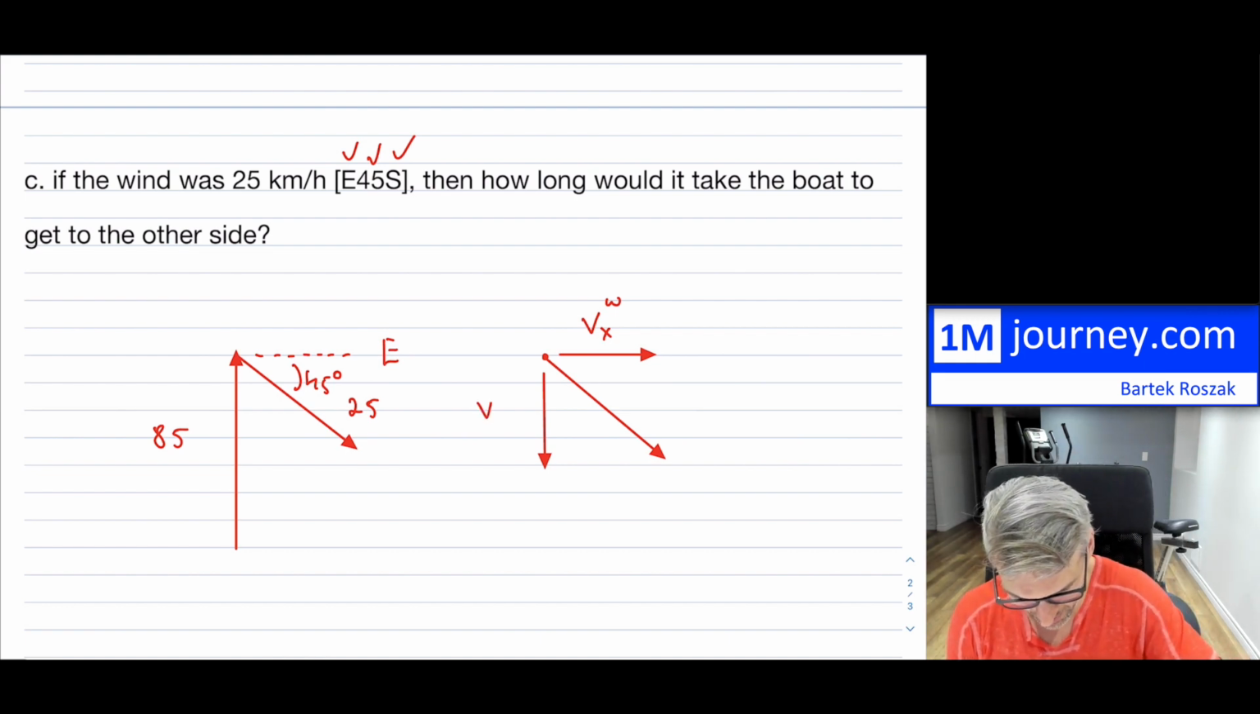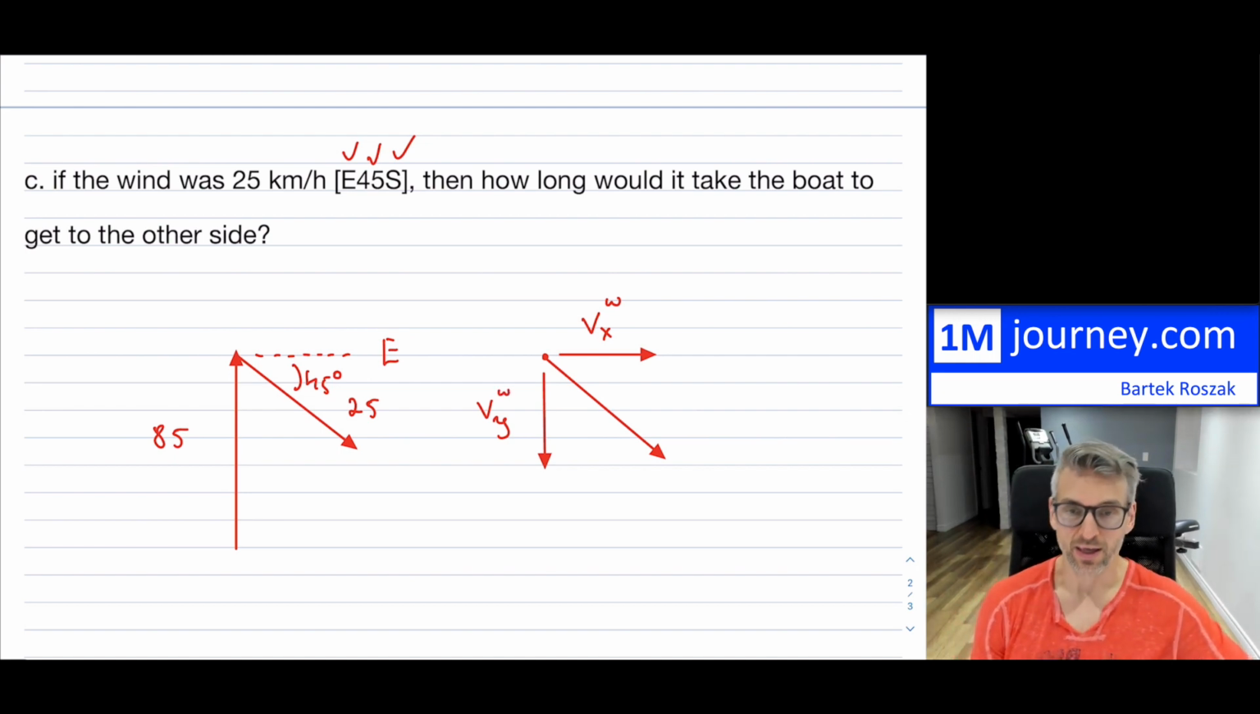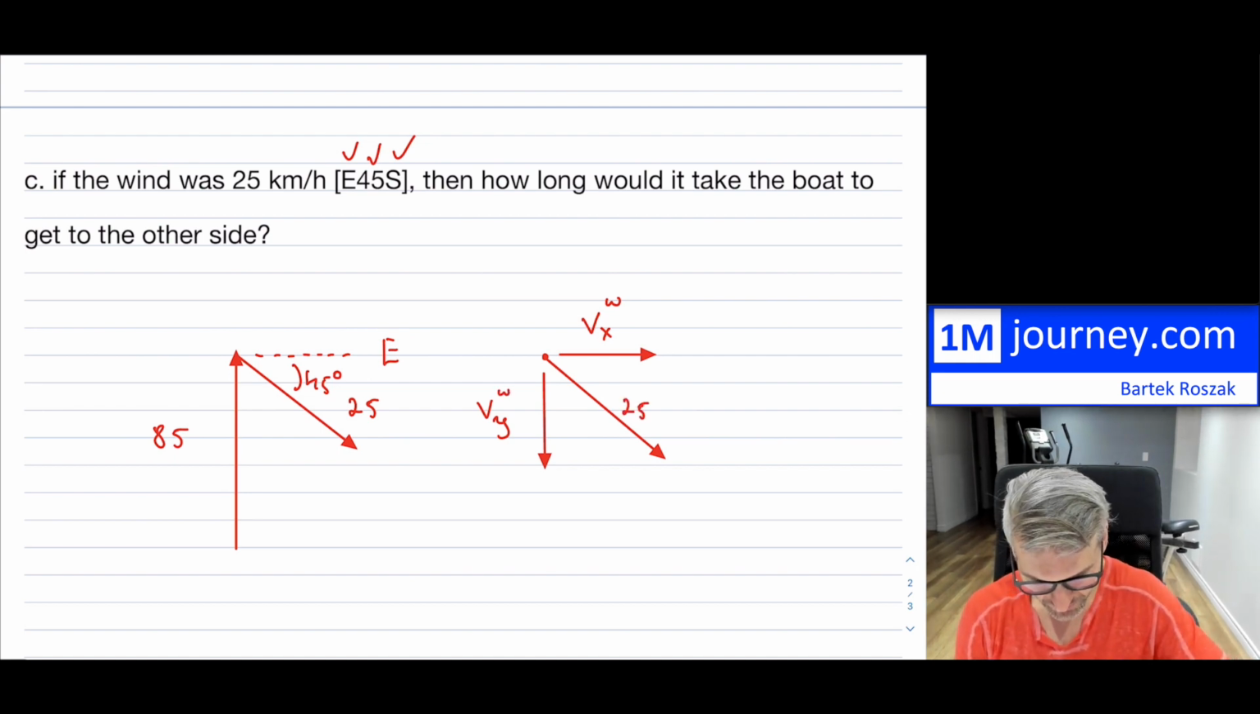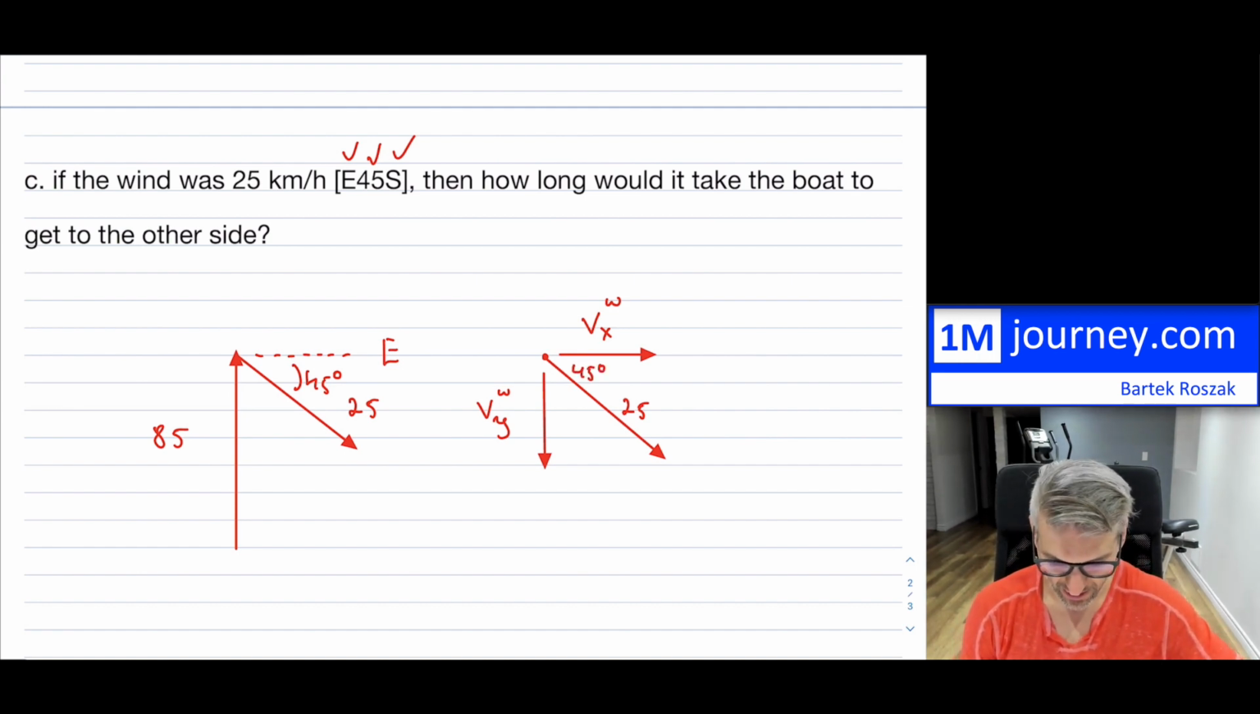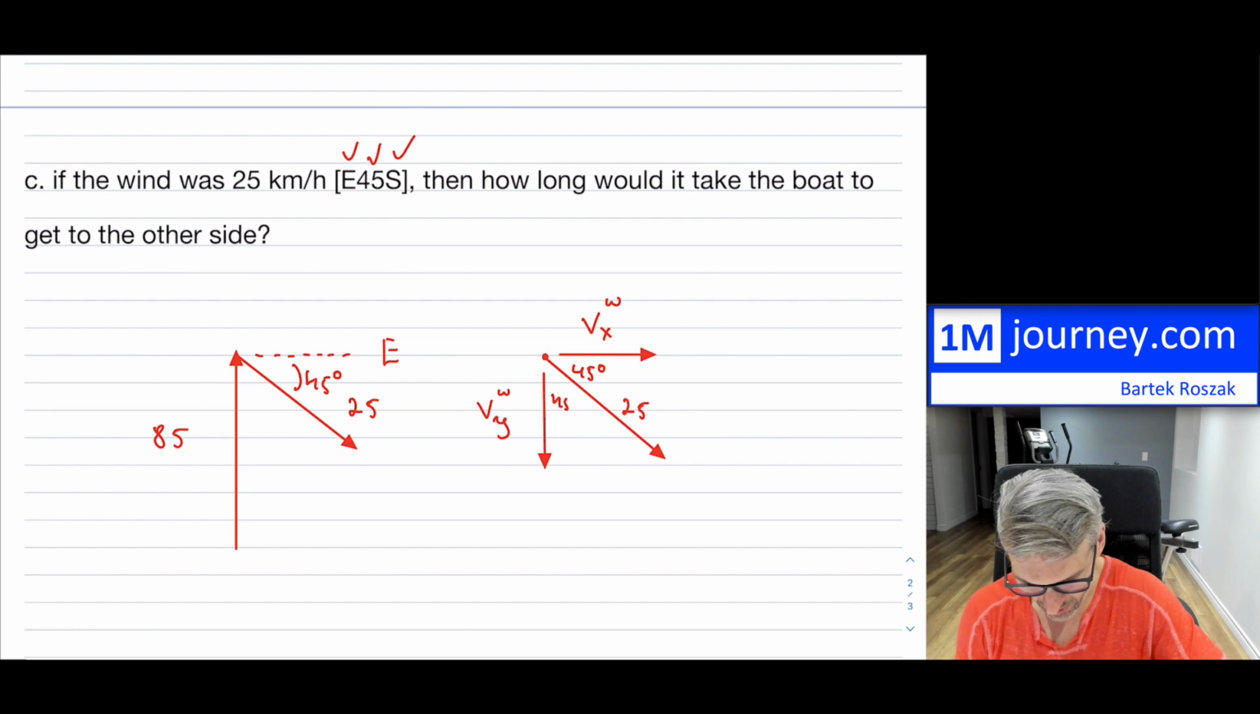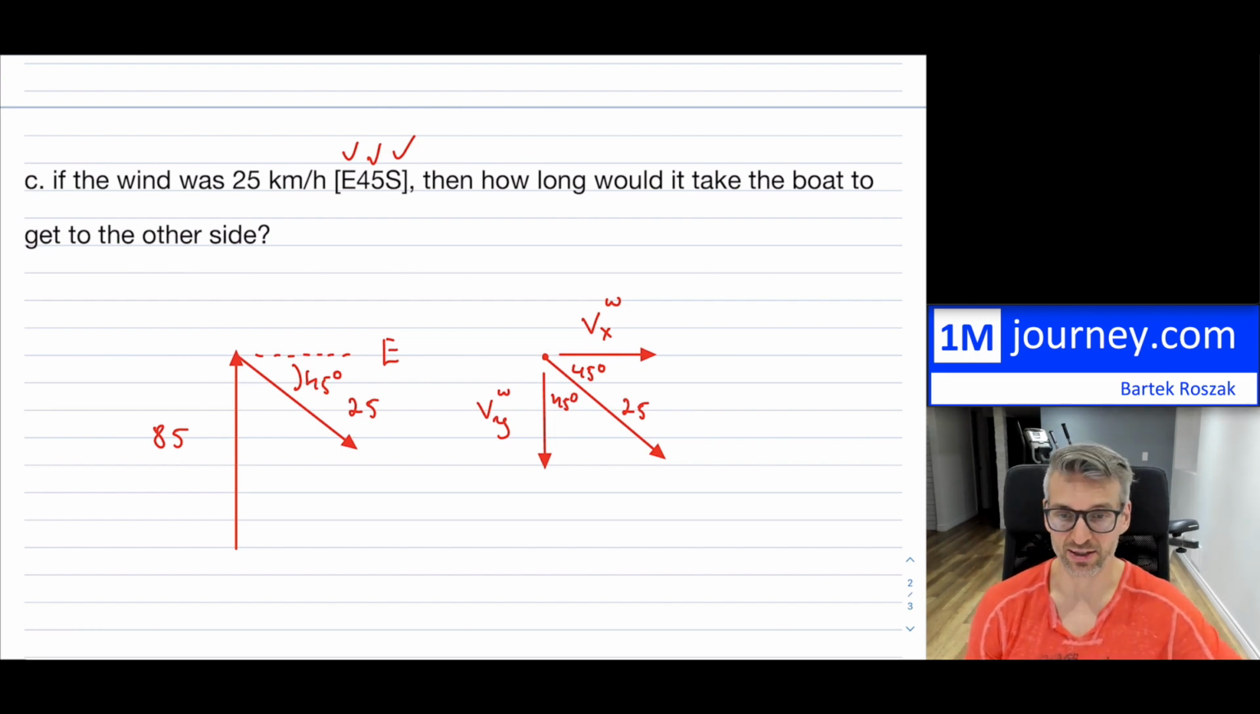So this is going to be the y component of the wind, and this one is 25 kilometers per hour. Now we know what this angle is, right? We also know what this angle is, because that would have been 90 degrees in total. So we can find out what those components are.